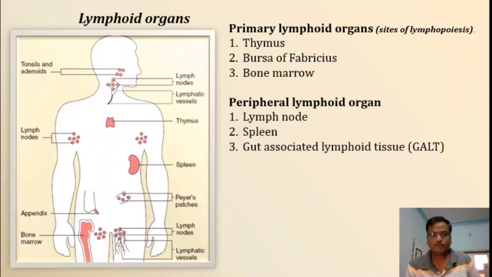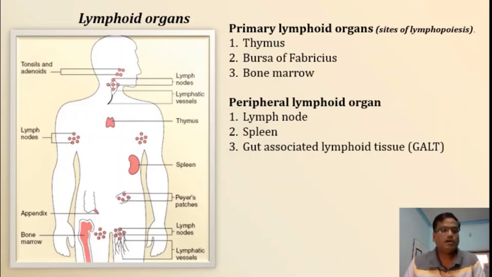Primary lymphoid organs are the ones which are involved in the production of blood cells like WBCs. So the production of cells and the maturation of cells associated with the immune system occurs in the primary lymphoid organs, whereas peripheral lymphoid organs are associated with the functional aspect of these cells. The cells which are produced in the primary organs move to these peripheral organs and wait for the antigens or pathogens to come into their contact.